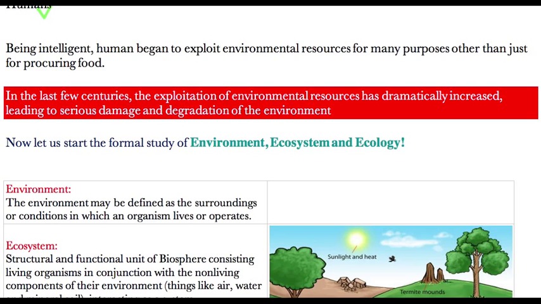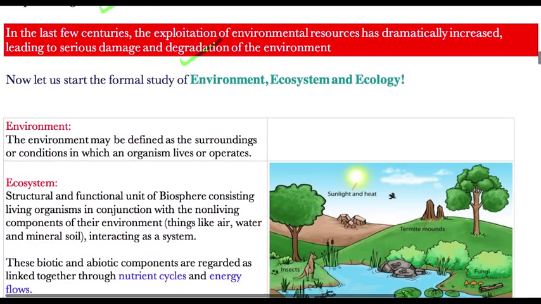Now, being intelligent, human beings began to exploit environmental resources for many purposes other than just producing food. Due to that, in the last few centuries the exploitation of environmental resources has dramatically increased, leading to serious damage and degradation of the environment. This is the topic we are going to deal with: how human actions, anthropogenic actions, are leading to environmental degradation.